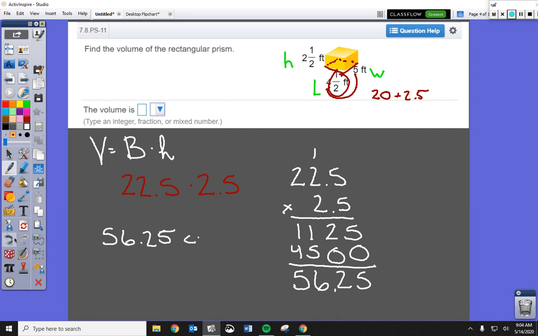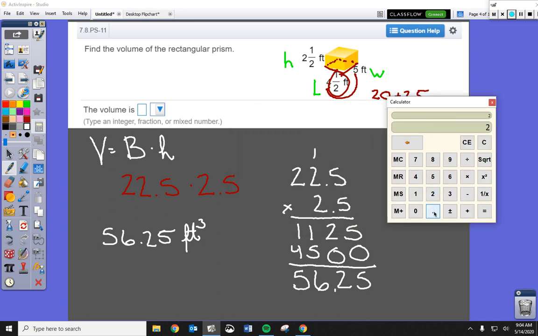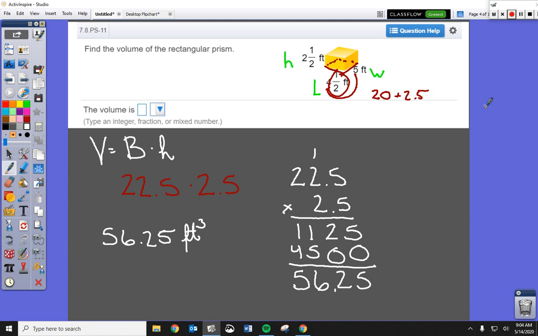Oh, sorry, I'm going back to centimeters again from the last problem. Cubic feet. All right. I'm going to pull out the calculator here just to double check my math. So I'm going to convert these to decimals. 2.5 times 4.5 times 5 gives us 56.25, just as I anticipated. All right, excellent. Let's take a look at the next question that you had.